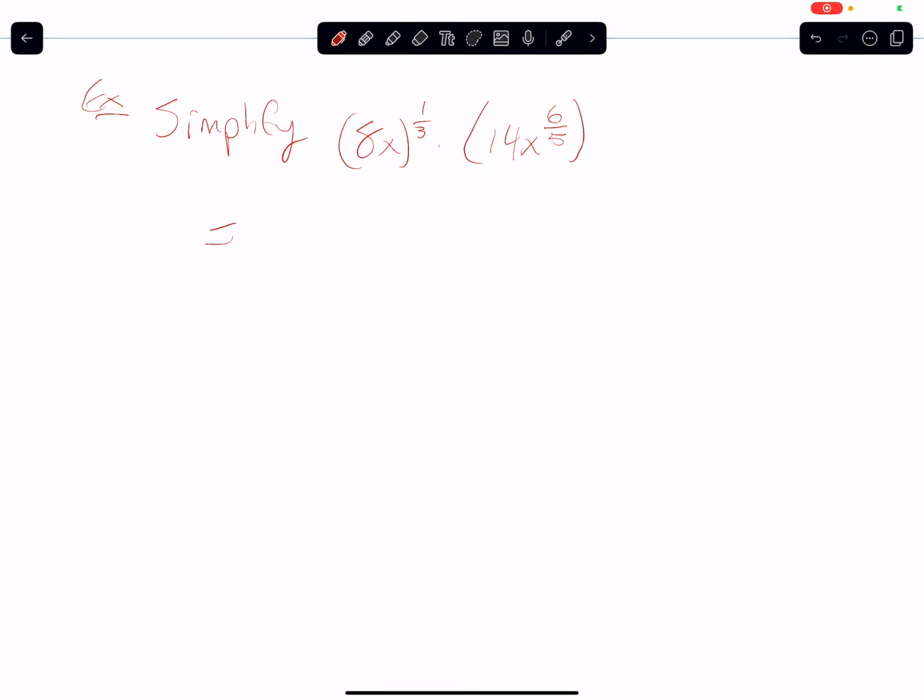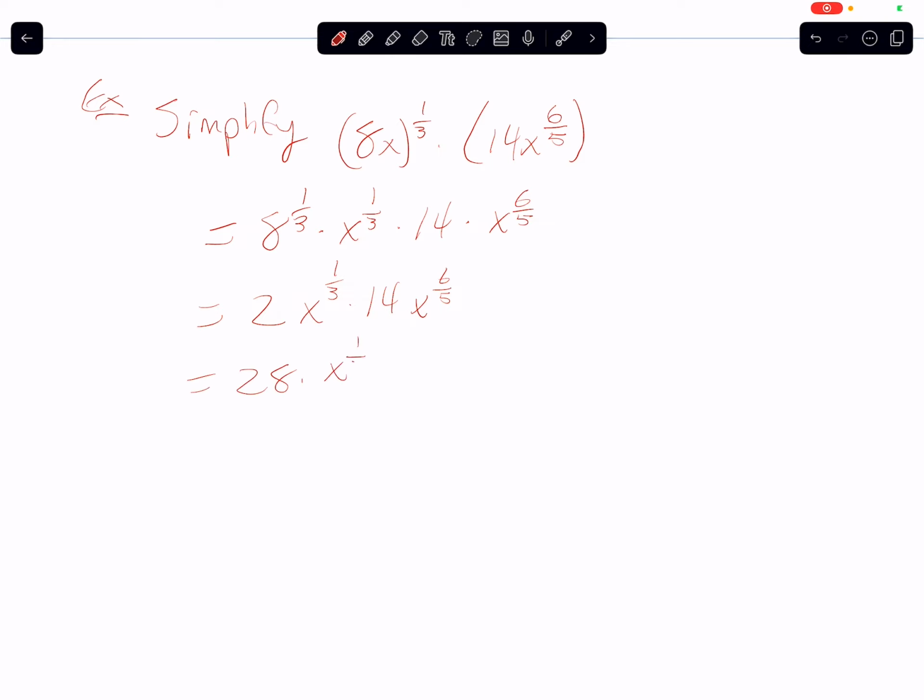We know using the properties of radicals that we can write that as 8 to the 1/3 power times x to the 1/3 power times 14 times x to the 6 over 5 power. Well, the cube root of 8 is 2, which leaves us x to the 1/3 power times 14x to the 6 over 5 power. So we're left with 2 times 14, which is 28, times x to the 1/3 power times x to the 6 over 5 power.